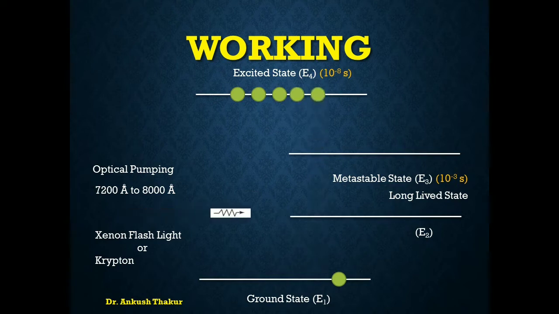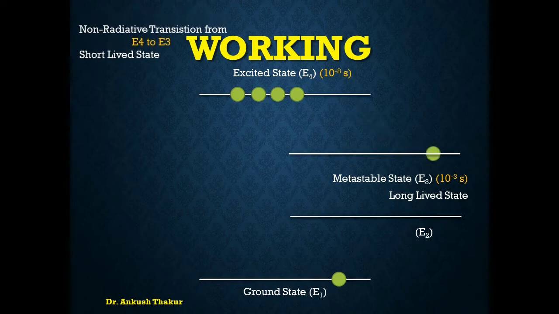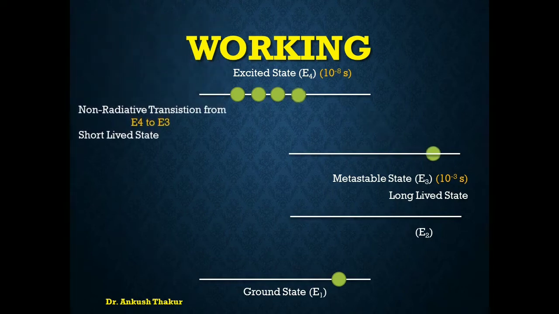But that excited state is completely unstable, because the lifetime of that excited state is 10 raised to minus 8 seconds. That means the excited atom makes a transition from E4 to E3 within a very short span. This transition is generally called a non-radiative transition, and that intermediate state is called a metastable state. The metastable state is generally called a long-lived state because atoms stay here for a longer time. The time duration is 10 to the minus 3 seconds.